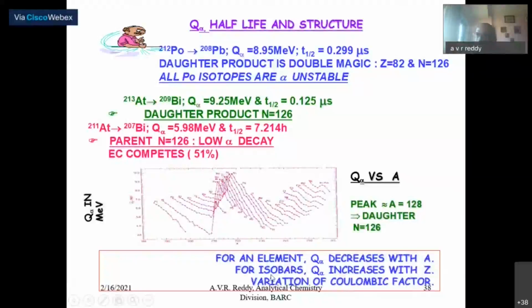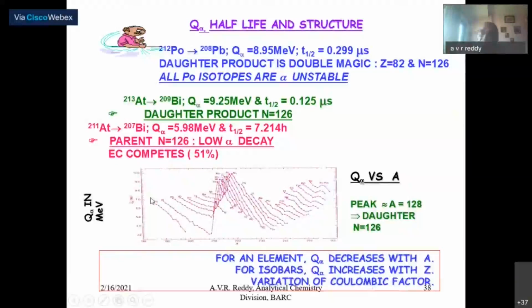For isobars, it means mass number is same. Z varies. Obviously, Q alpha increases with increase in Z because the presence of more protons will enhance the alpha decay, the formation of alpha nucleus and alpha decay. It leads towards instability. Therefore, Q alpha value increases in a given family of isobars. These things we can even arrive at by using the liquid drop model, but time. Now, this is due to the variation of the Coulombic factor.